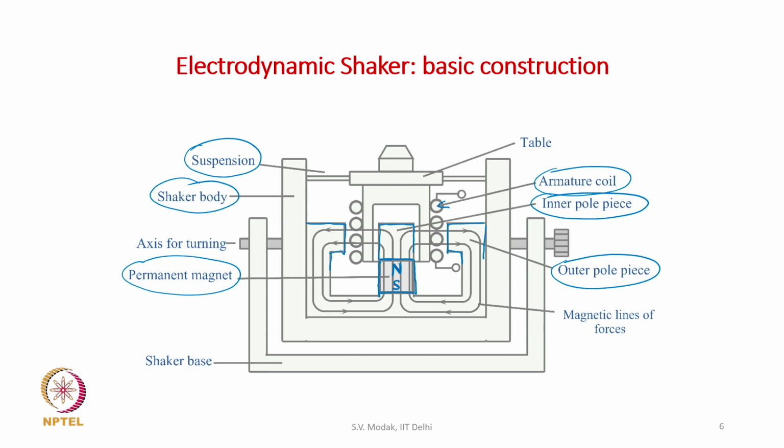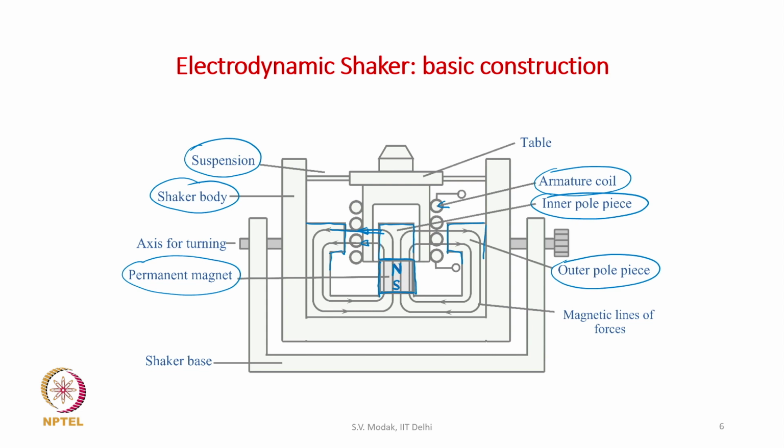Now, we can see that between these two pole pieces we have the armature coil. Therefore, the magnetic lines of force going from, say, the inner pole piece to the outer pole piece are cut by the armature coil, and that gives rise to a force on the coil, which we will see on the next slide.